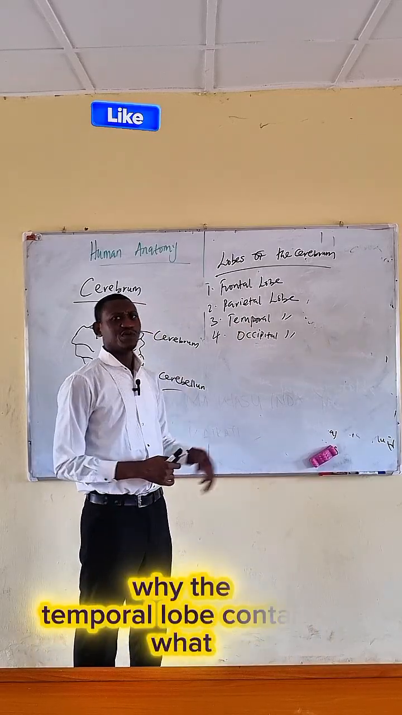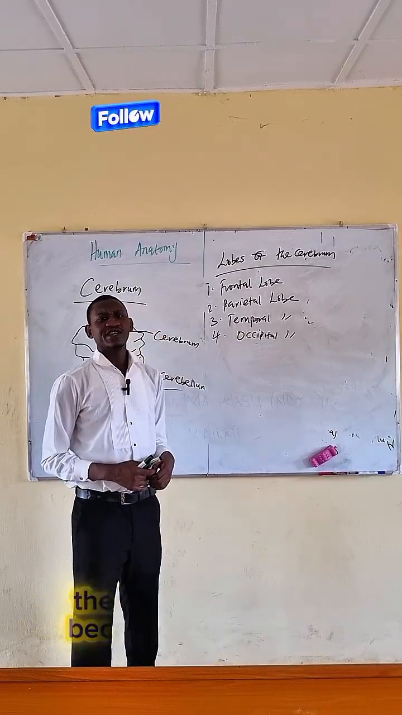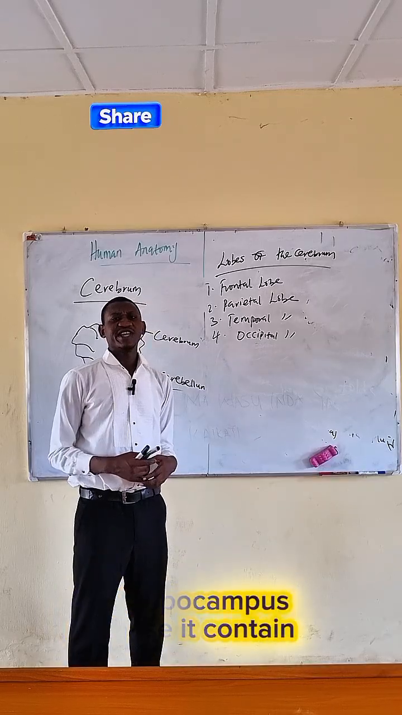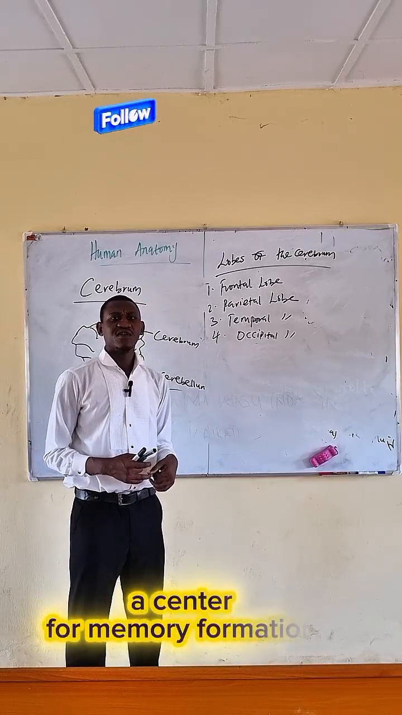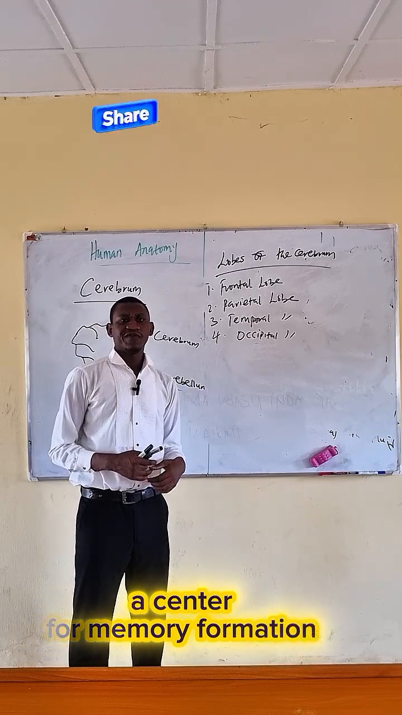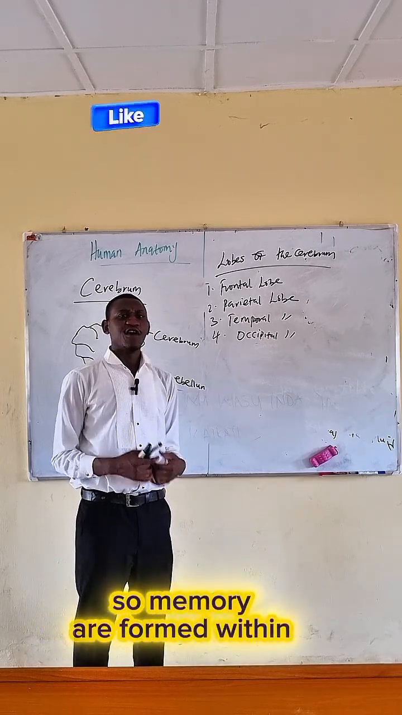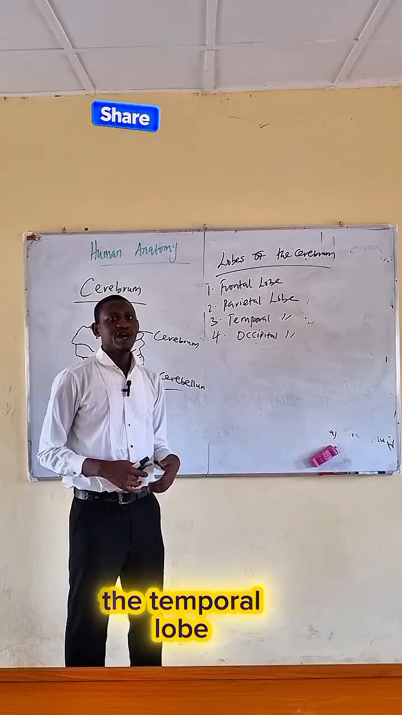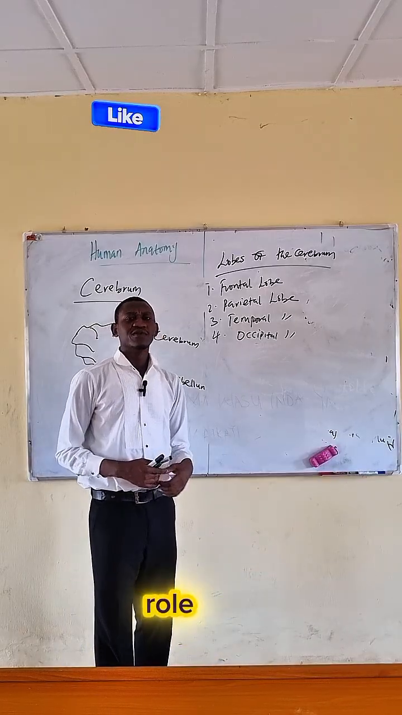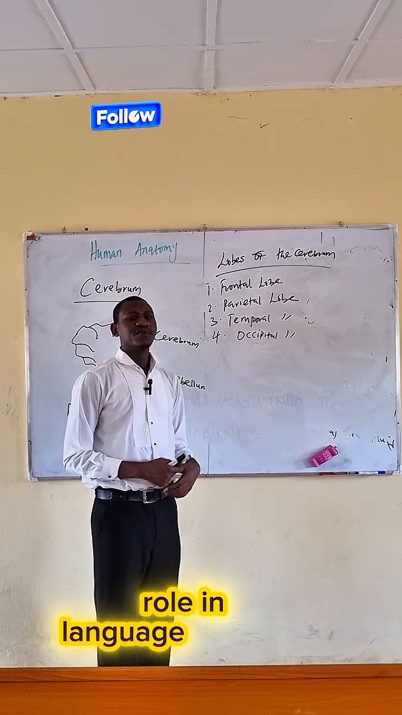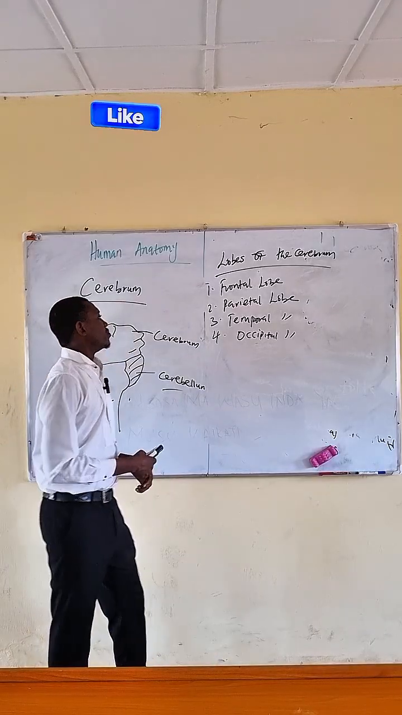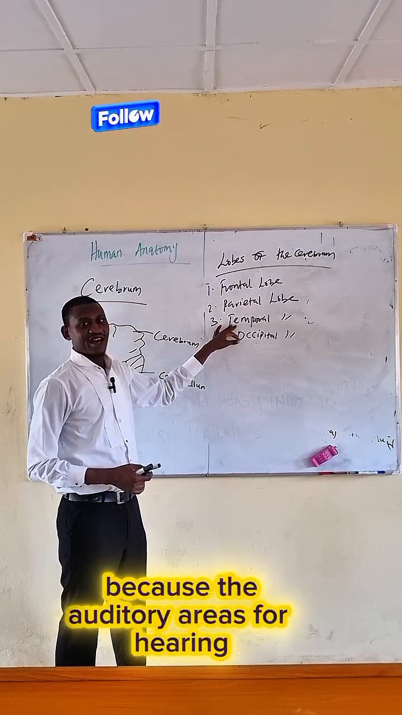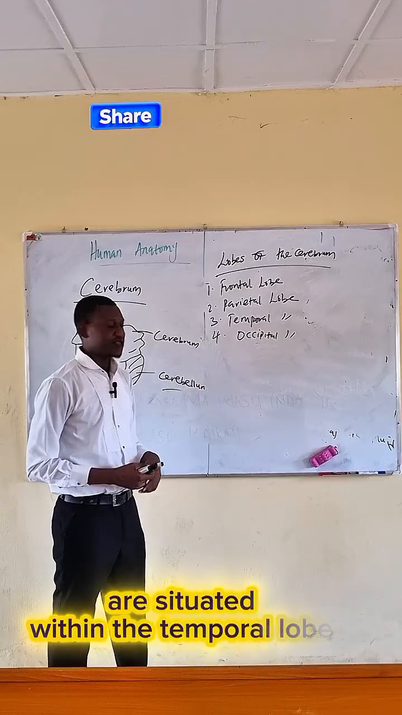While the temporal lobe contains the hippocampus. Because it contains the hippocampus, it serves as a center for memory formation. So memories are formed within the temporal lobe. The temporal lobe also plays a role in language and speech. It also plays a role in hearing, because the auditory areas for hearing are situated within the temporal lobe.